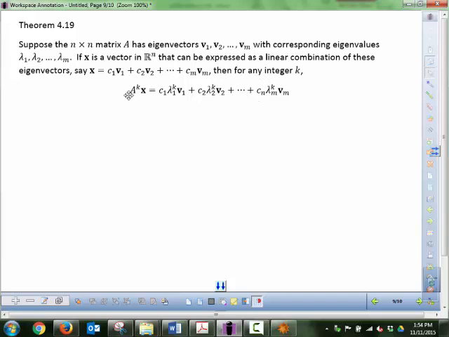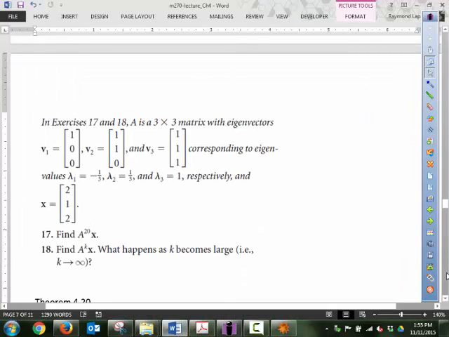Then for any integer k, this is the power of the matrix. You raise the matrix to the kth power and apply x to it, then it's going to be pretty much that linear combination with your eigenvalues attached to it. Whatever that means. This whole thing looks confusing, huh? So, again, some of these theorems look kind of obscure until you start doing a problem associated with it. So I was going to do a problem that uses this theorem.